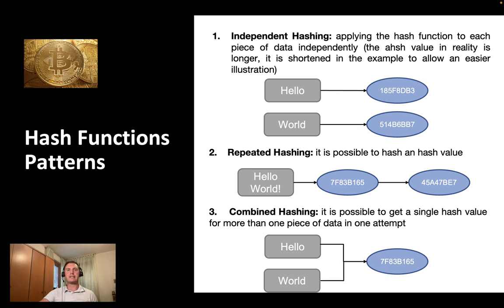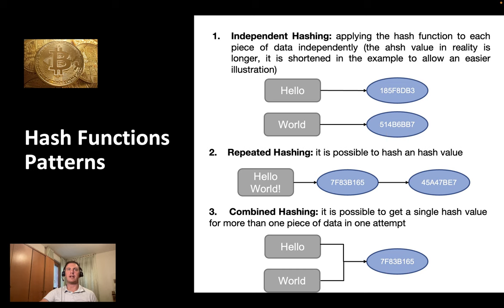The second pattern is repeated hashing. Considering that every piece of information can be hashed, it is possible to hash a hash value. In the example, the piece of data that we have, hello world, is firstly hashed once, generating a hash value, and then that hash value is hashed and it generates a new hash value.